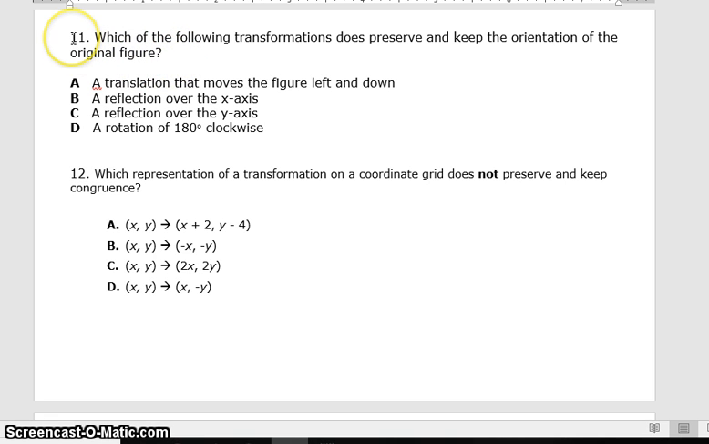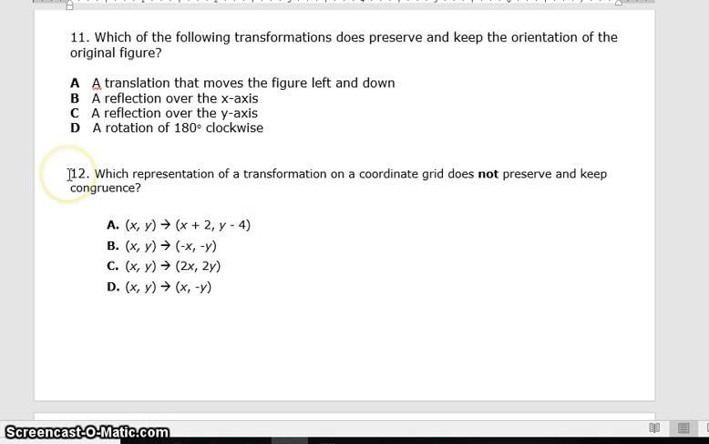Number 11. Which of the following transformations does preserve and keep the orientation of the original figure? Does keep orientation. A, a translation that moves the figure left and down. B, a reflection over the x-axis. C, a reflection over the y-axis. D, a rotation of 180 degrees. Which one of those keeps orientation?